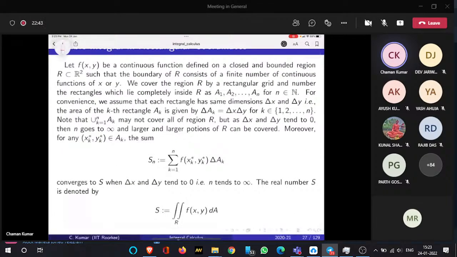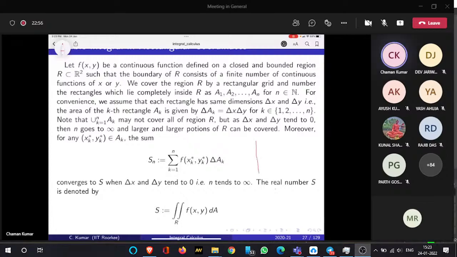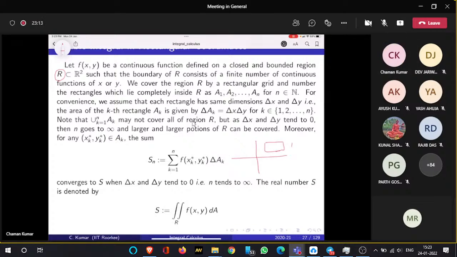Now let us return back. All the discussion that we had so far was related to the function of one variable. Now consider a function of two variables. So what will the domain of a function of two variables be? Let's say the domain is denoted by R, which is a subset of R2. Let's say this is my domain R, and this is a subset of R2. This is the x-axis, this is the y-axis.